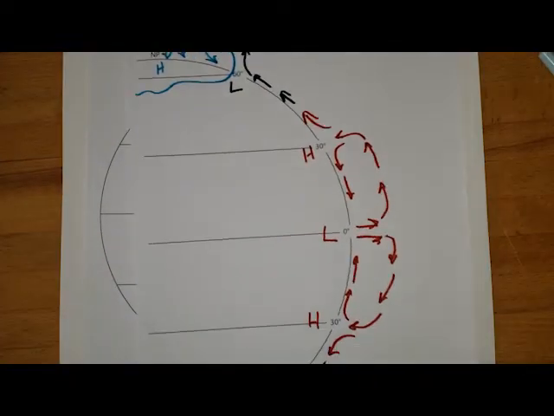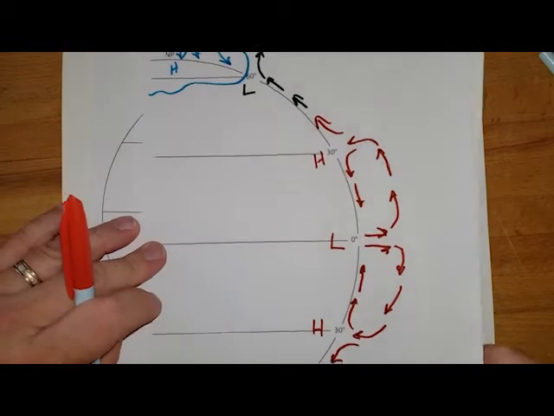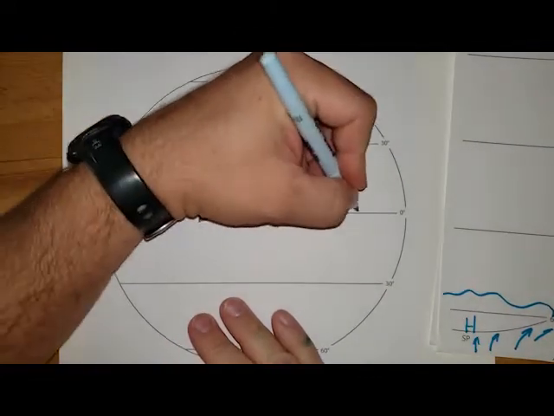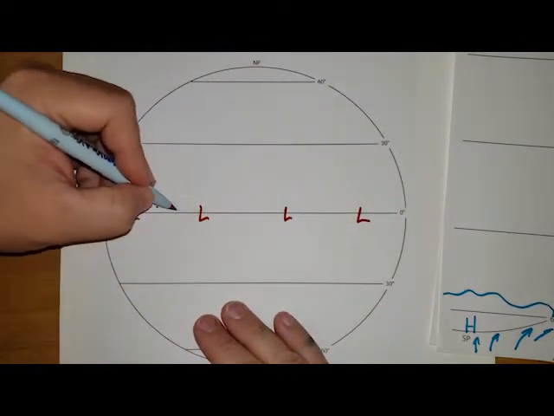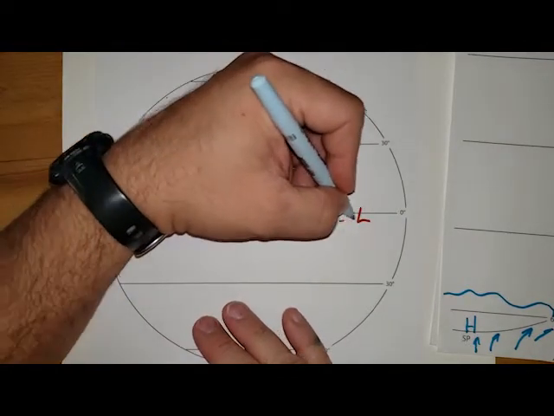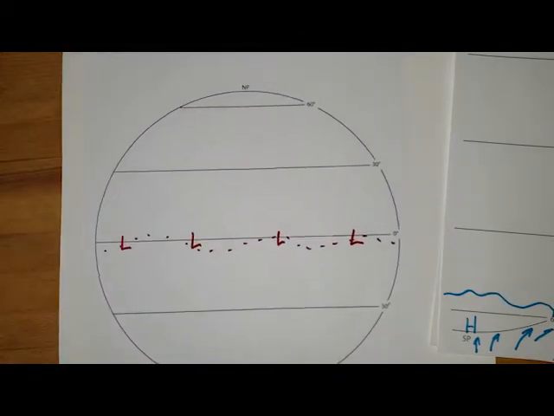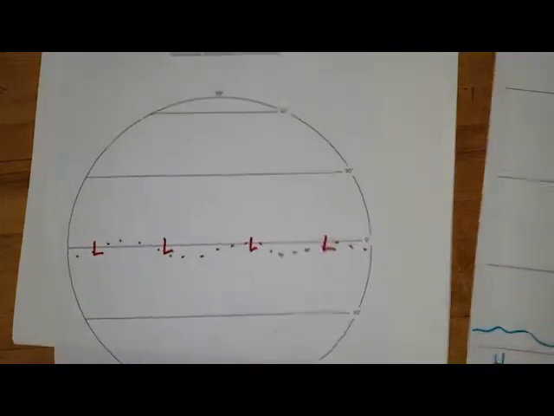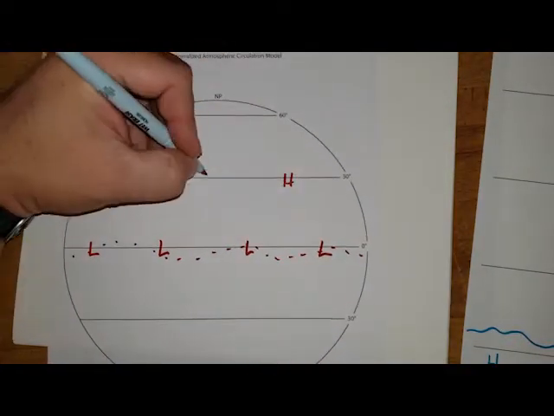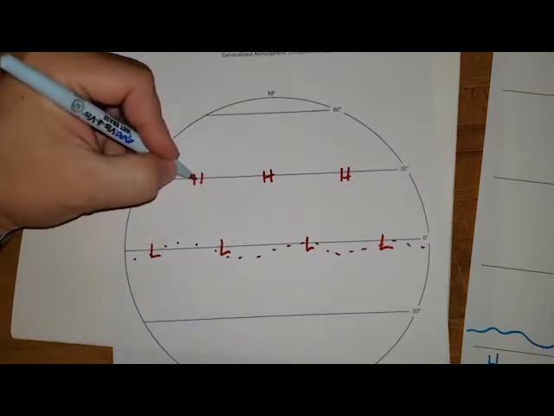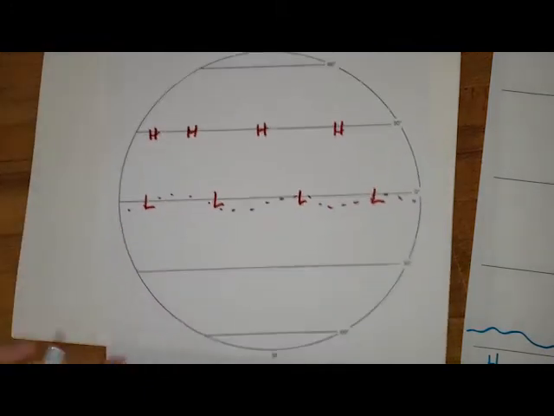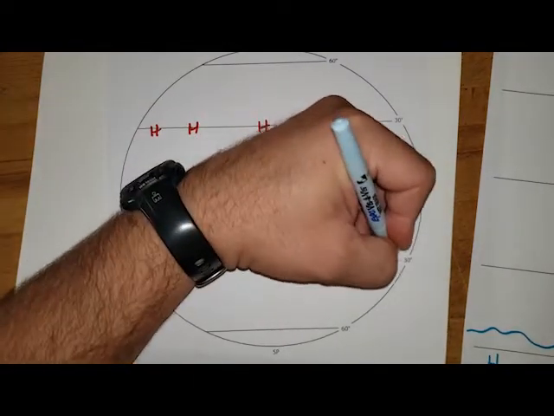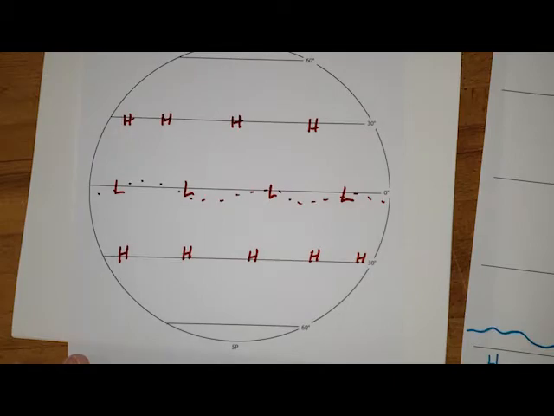So I'm going to copy some of these over. I'm going to have low pressure systems along my equatorial area. I have my ITCZ, intertropic convergence zone, following right along that particular line. To the north and to the south, I have high pressure systems. So I'm going to be putting a high, high, high. Another one over here. High, high, high. Perfect. And then what else do I have?